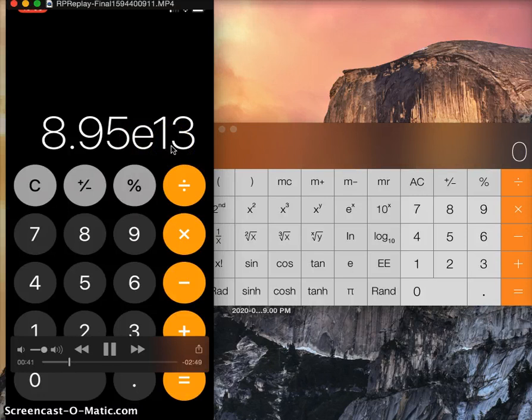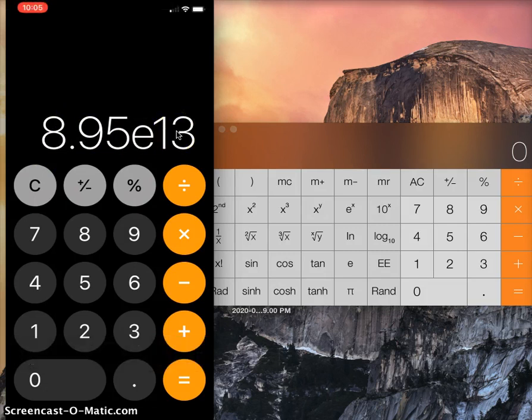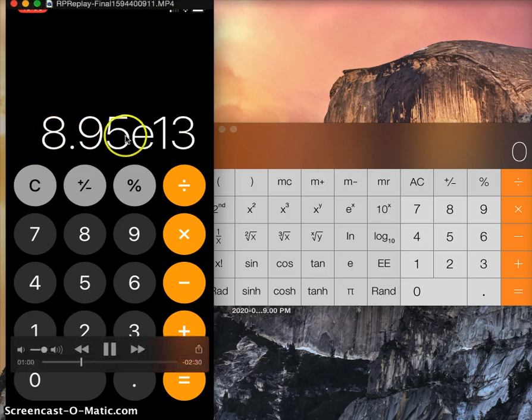And this is just a shorthand notation, a way that the calculator tells us that this is in scientific notation. So we have 8.95 and E represents times 10 and the 13 represents to the power of 13. So this is saying 8.95 times 10 to the 13th power is how I would read this number.